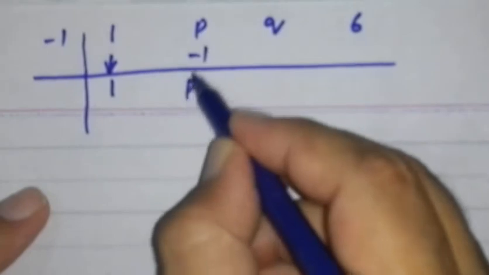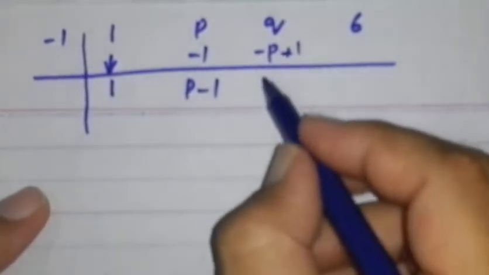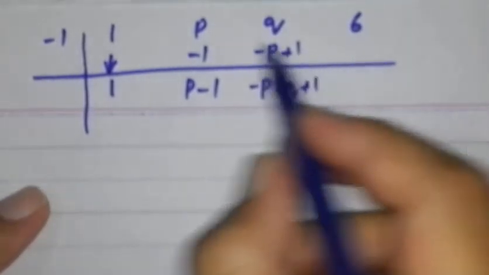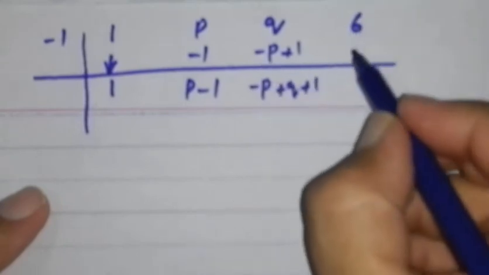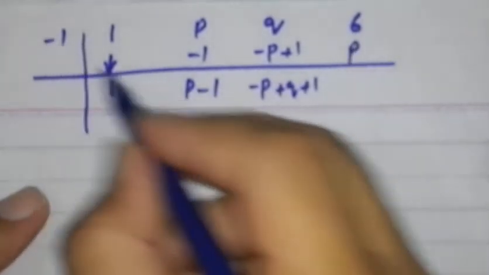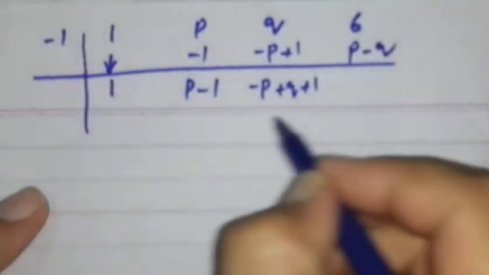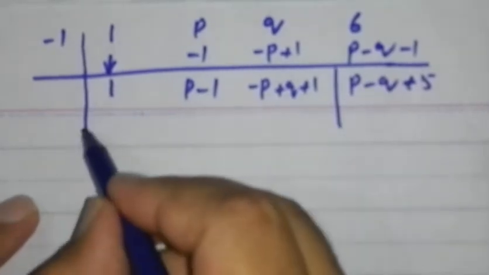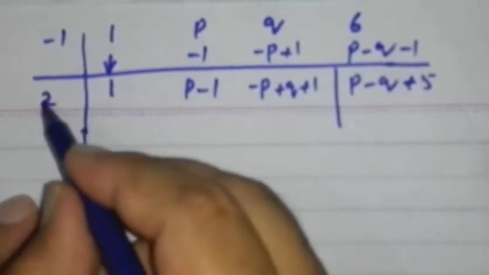Take 1 down, 1 into minus 1 we get minus 1, add these two, p minus 1. Now minus 1 into p we get minus p, minus into minus we get plus 1, so we can write it as minus p plus q plus 1. Now multiply this minus with minus p, we get plus p minus q and minus 1. So add these two, we get p minus q plus 5. This is the first remainder. Now divide it by 2.